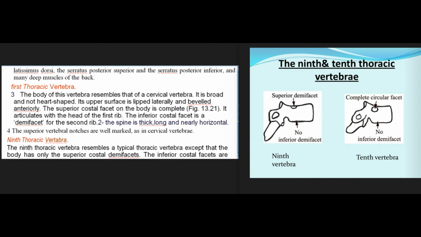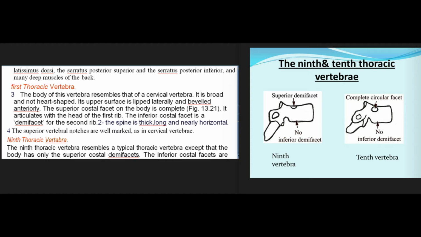5. The spines give attachment to the supraspinous and interspinous ligaments. They also give attachment to several muscles including the trapezius, the rhomboids, the latissimus dorsi, the serratus posterior superior and the serratus posterior inferior, and many deep muscles of the back.